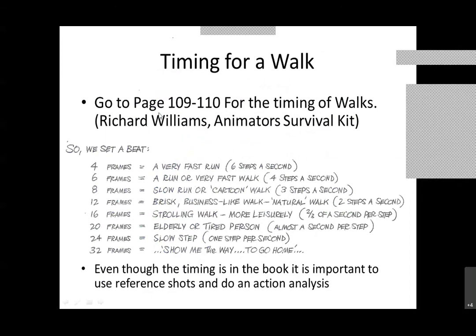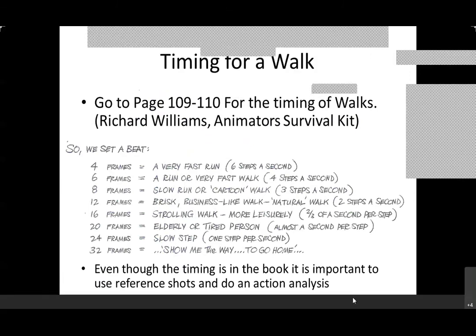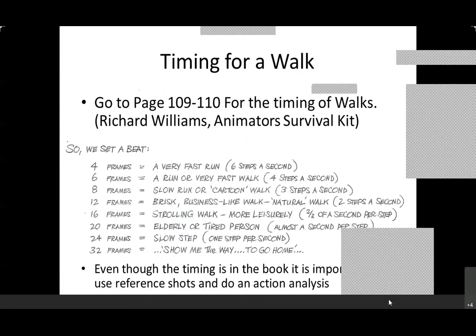We're looking at the timing for a walk. Go to pages 109 to 110 for different timings of the walk. This is taken from the Richard Williams survival kit. When you do it every 4 frames, it's a very fast run. 6 frames is a run or a very fast walk. 8 frames is a slow run or cartoony walk. 12 frames is a brisk, busy walk. They have different times.